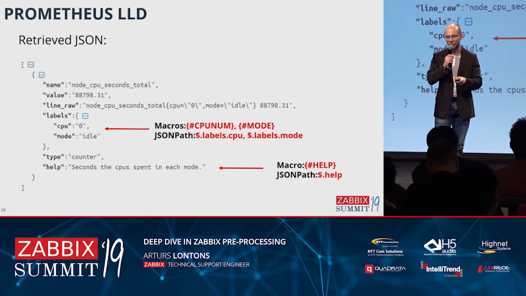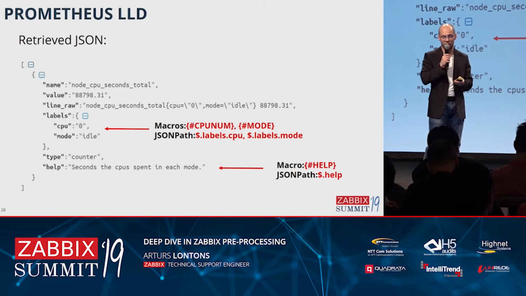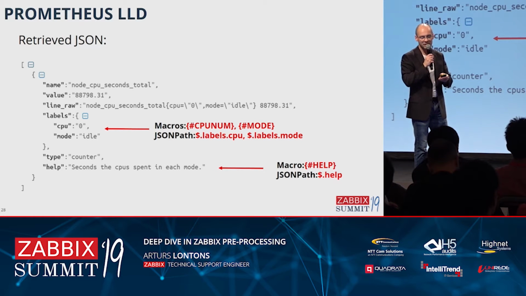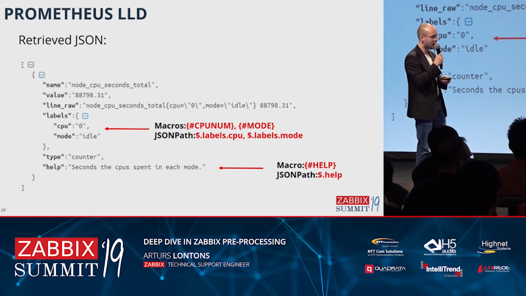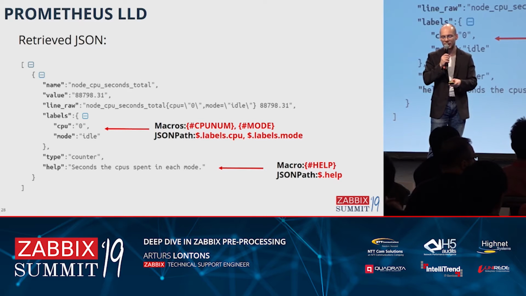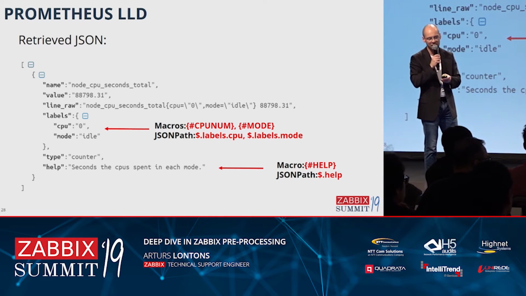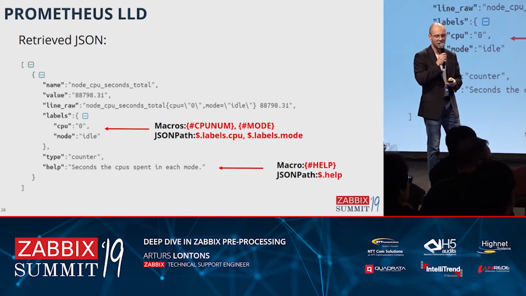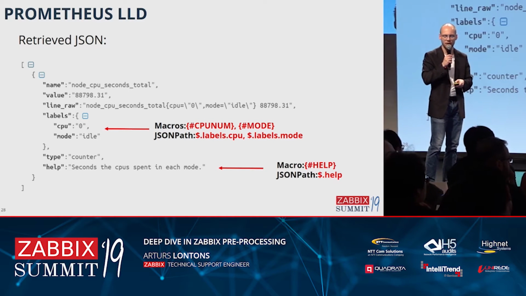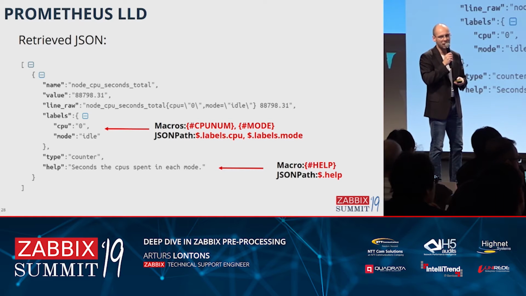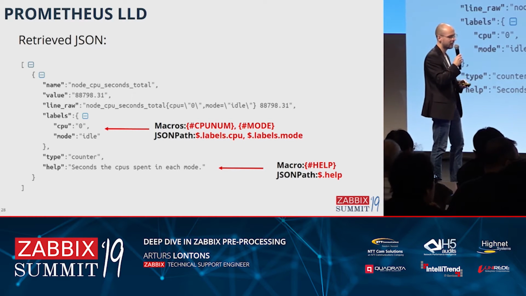I will transform the CPU and mode into macros, low-level discovery macros, CPU number and mode, and I will point them towards the specific JSON path elements. So CPU and mode. And I'll also use the help field available to me in JSON provided by Prometheus just to populate the description field. So I have it there.